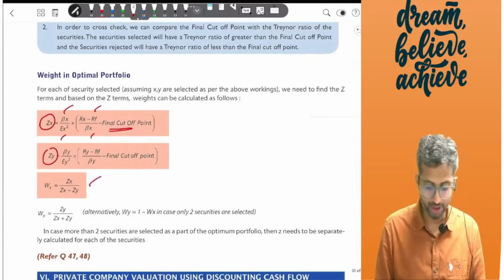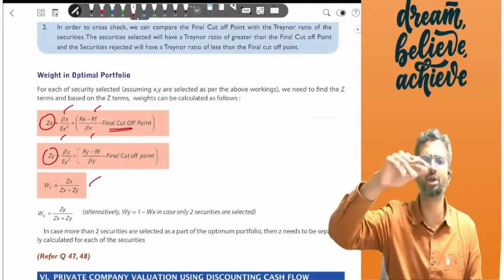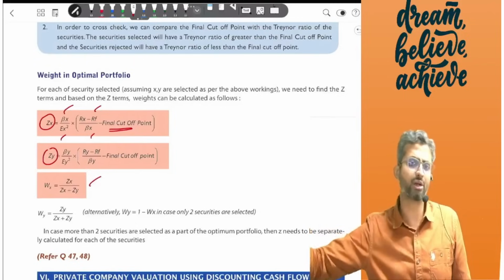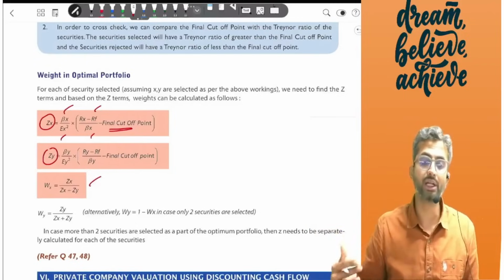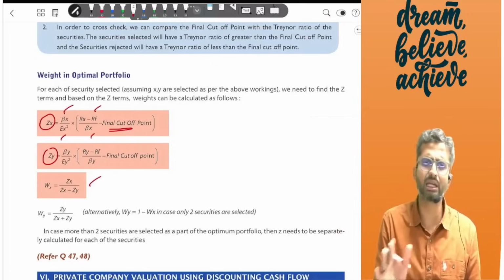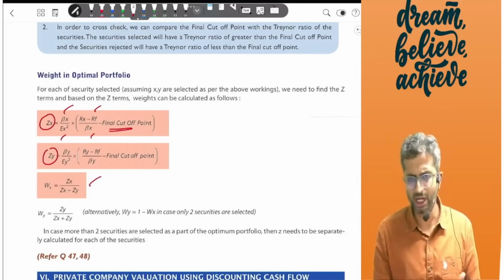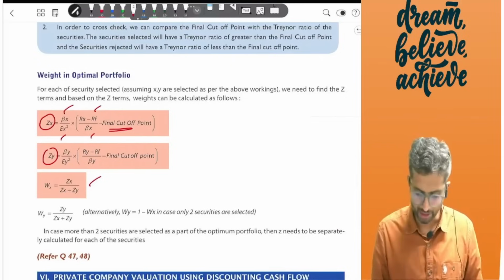Then the weight would be, let's say if there are 4 securities, weight of the first security is the Z of the first security upon Z of 1 plus Z of 2 plus Z of 3 plus Z of 4. And accordingly, you will try to find the weights. Now if you have practiced this and it comes in the exam, you can try this. If you have not practiced this, you can take a chance because it has never come in the exam in the past, at least.